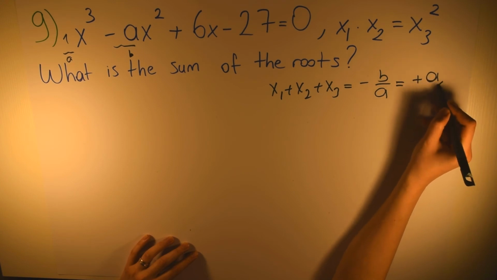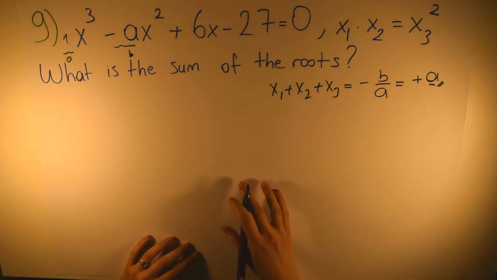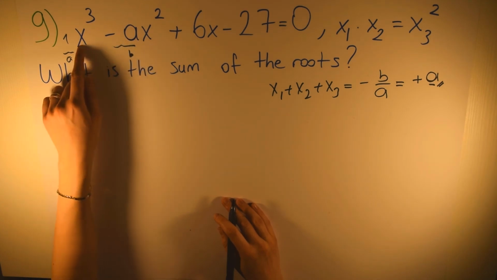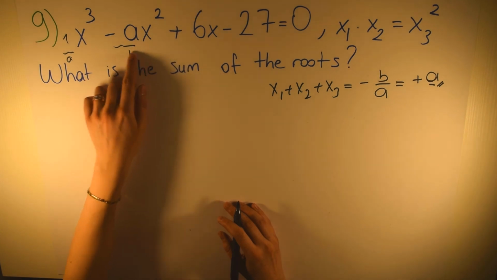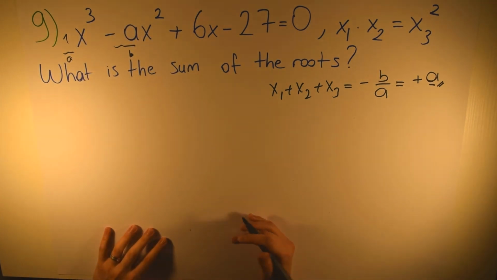So I need to find the value of a in order to find the solution to this question. To find a, if I find one of the roots and then put that root instead of x here, I will be able to find the value of a. So how can I do that?